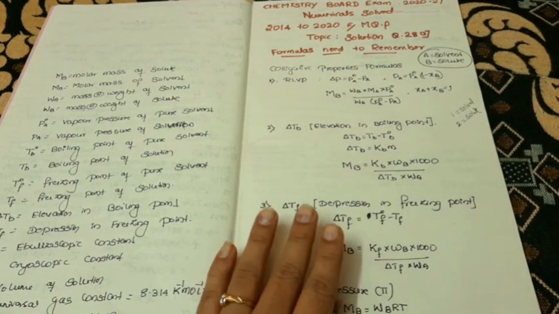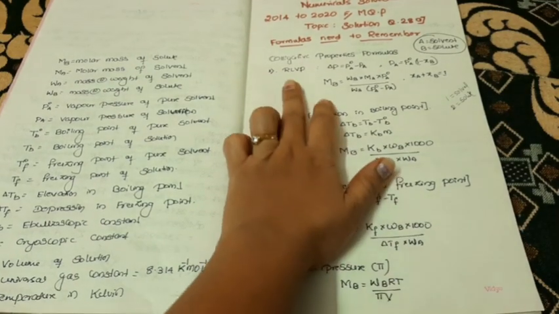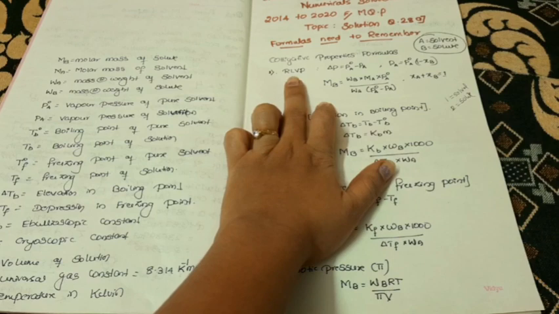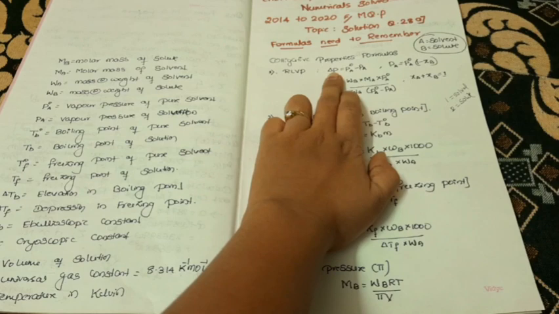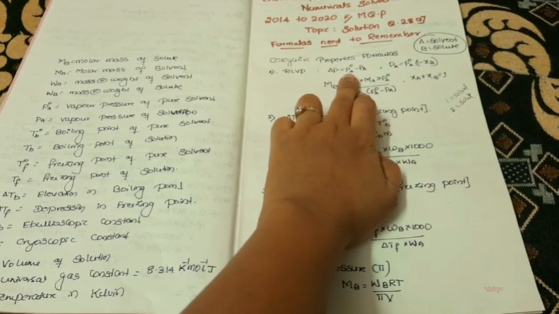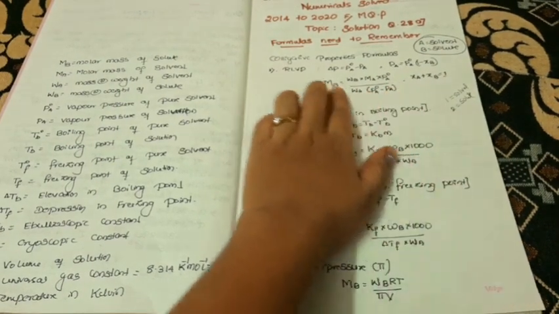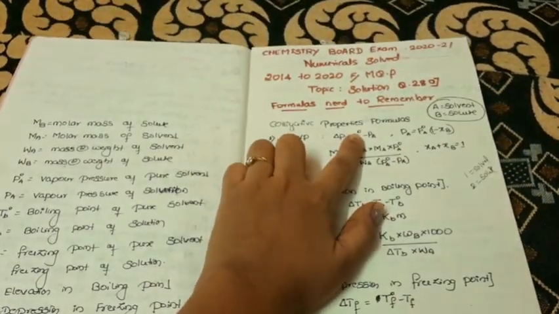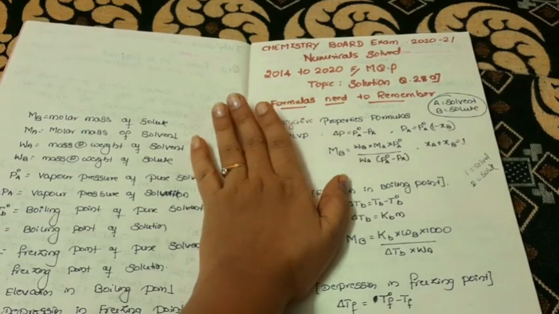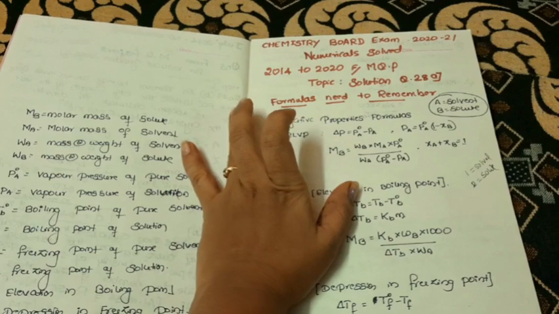The first colligative property I have taken over here is relative lowering of vapor pressure. Delta P is the difference in vapor pressure, that is, the vapor pressure of the pure solvent. Whenever you see A, it's the solvent. And the naught, dear students, represents what? It is the pure solvent, it's in a pure condition. So remember, naught represents the pure condition.